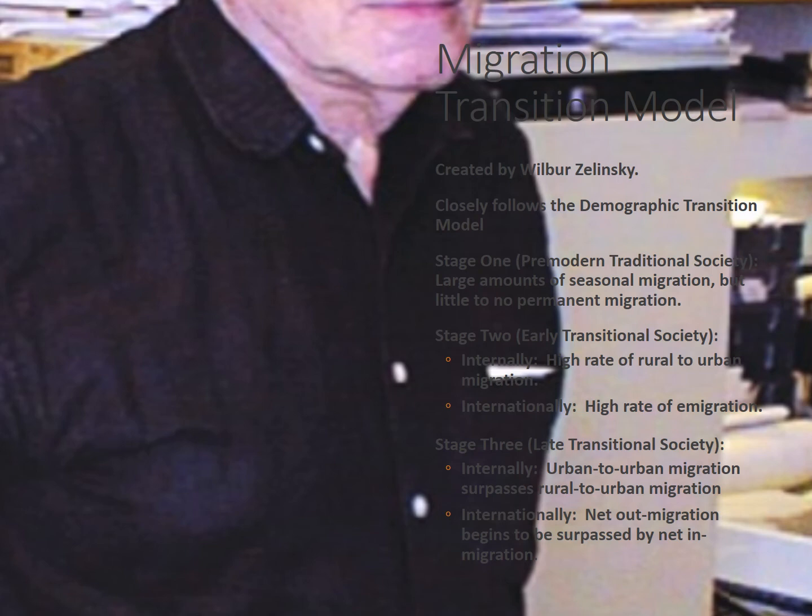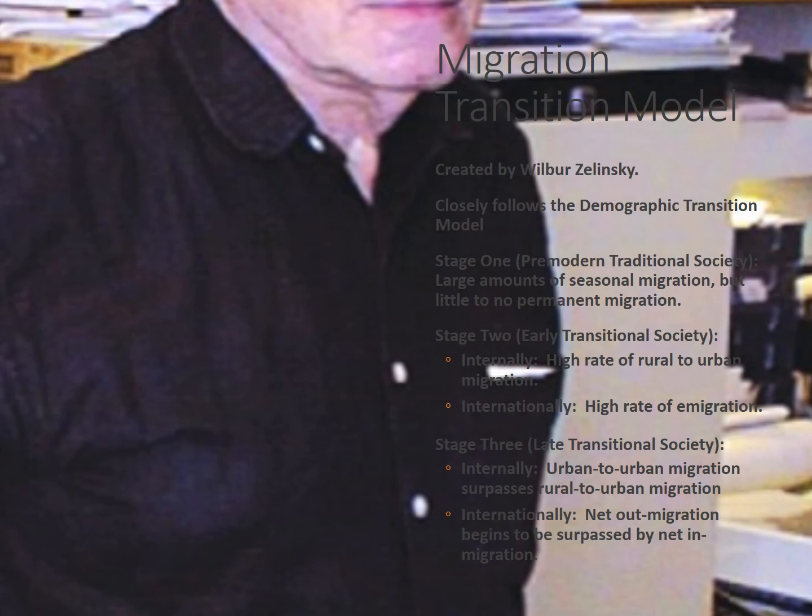Stage one is a pre-modern traditional society. Okay, large amounts of seasonal migration. People are moving with the herd, with their livestock, but there's little to no permanent migration. Okay, people aren't moving to live somewhere specific. This is hunter-gatherer societies. You're not likely to find a country in this stage. Though you will have some nomadic peoples that may, in places like North Africa, living in the Sahel, these groups are dwindling in size. They're getting smaller and smaller, but it may still exist in some places.